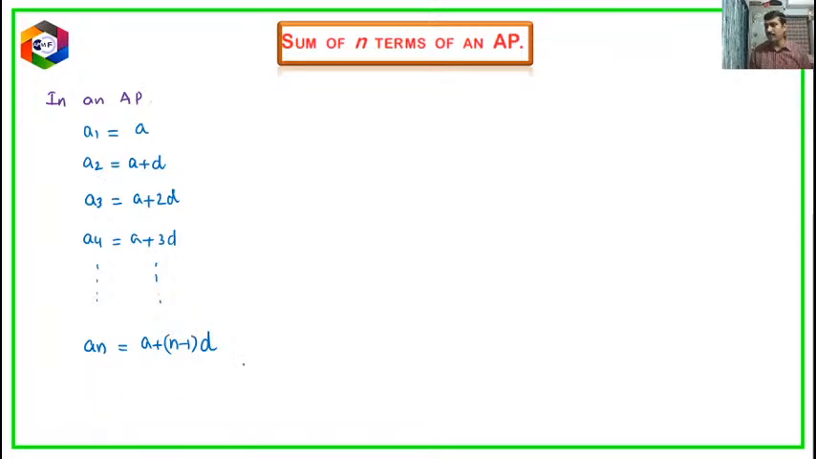But now our task, what we have to do now, is to find the sum of all these terms. This I am going to write as Sn, the sum to n terms, in shortcut notation. That means this is a1 plus a2 plus a3 and so on up to an.